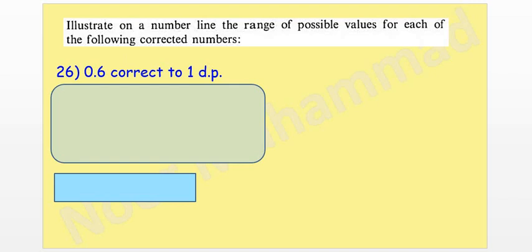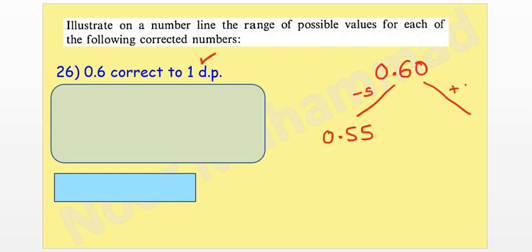Now here it says one decimal place, so I will explain with both methods. The easiest method is, when you know it's one decimal place, just add one more 0 here to make it 2 decimal places, right? Now this one is 60, so subtract 5 from 60, so what will it become? It will become 55. Now I'm talking only about the decimal part. Add 5 in the decimal part, so this one will become 0.65. And what will be in between them? X. This one will be the less than case, this one will be the greater than or equal to case.